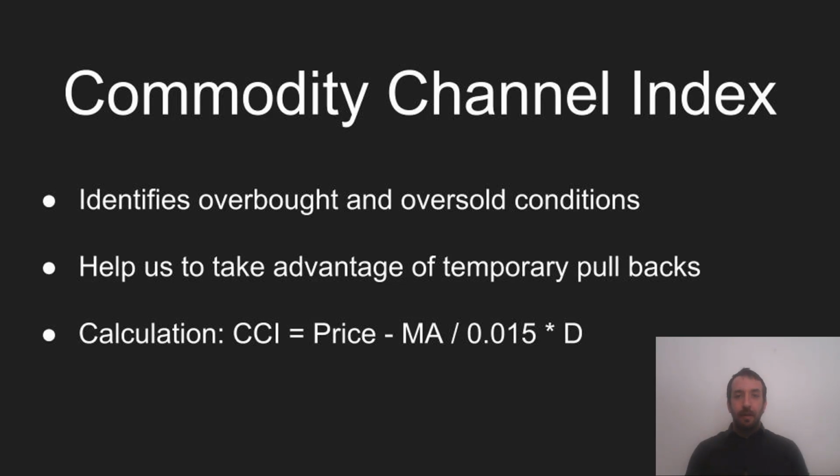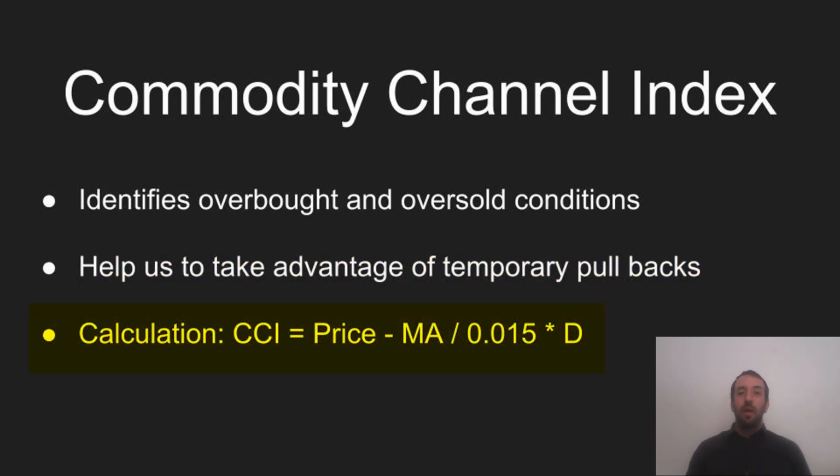The Commodity Channel Index, or CCI, is another useful oscillator that identifies overbought and oversold conditions. By using it, traders find good entry points to take advantage of temporary pullbacks during a bigger momentum, or exit points to realize their profit.